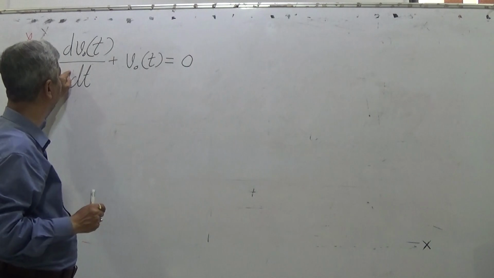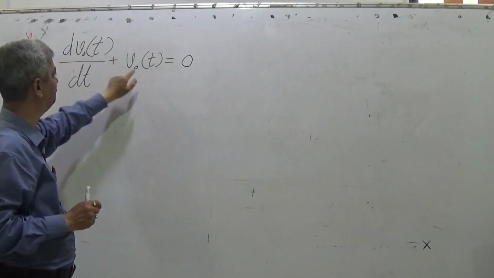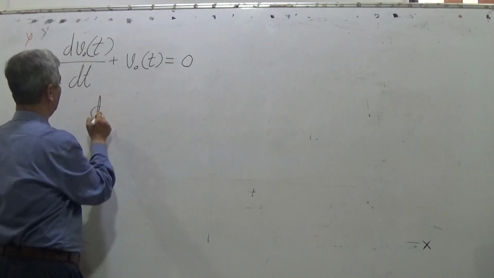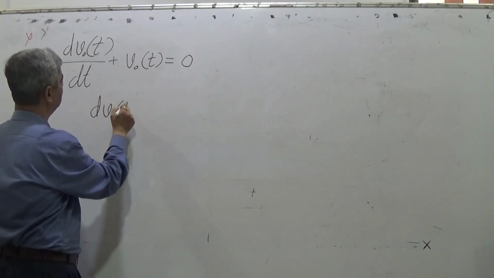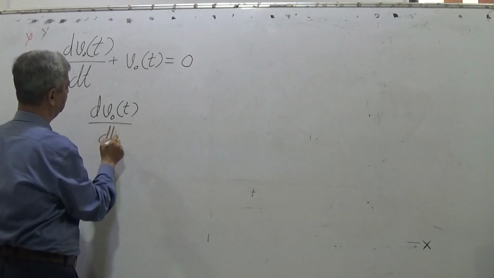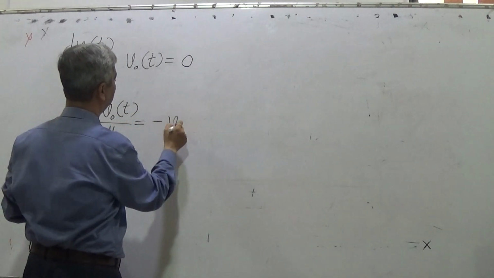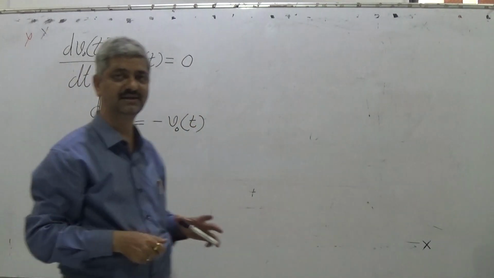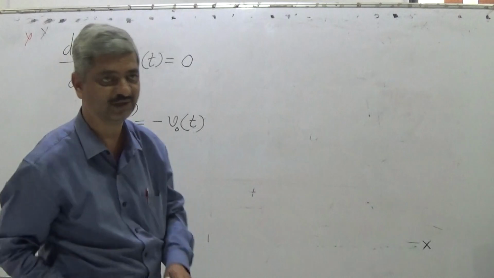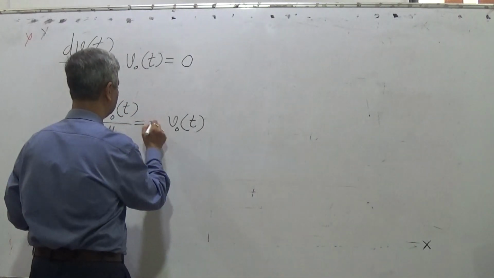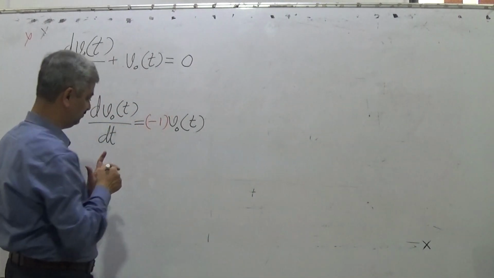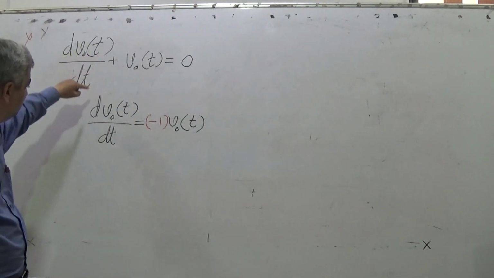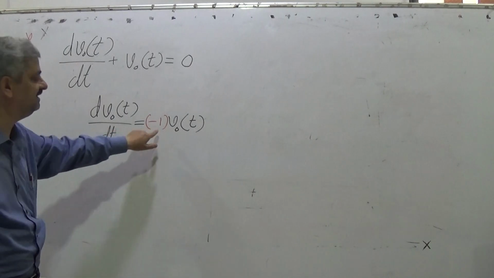dVo(t) by dt plus Vo(t) is equal to 0. So how to solve? dVo(t) by dt is equal to minus Vo(t). I can write minus as minus 1. So that is the function for which the derivative is scaling.